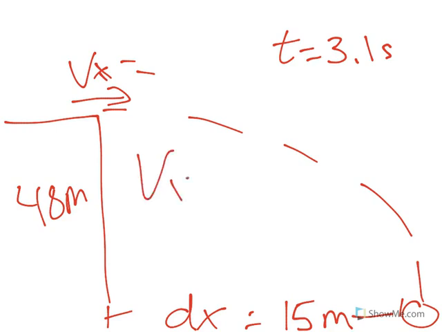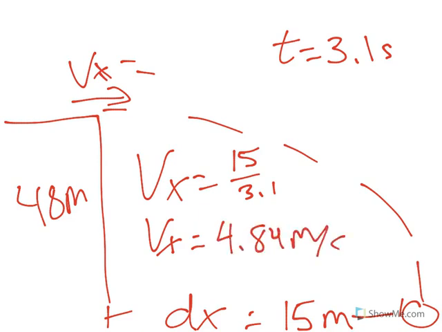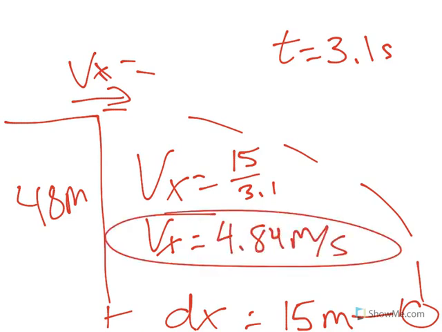So we do Vx equals 15 divided by 3.1, and 15 divided by 3.1 is 4.84 meters per second. Alrighty, so there you go. That's number 1. Hopefully you all understand how to do it, and you will do wonderfully on your test.